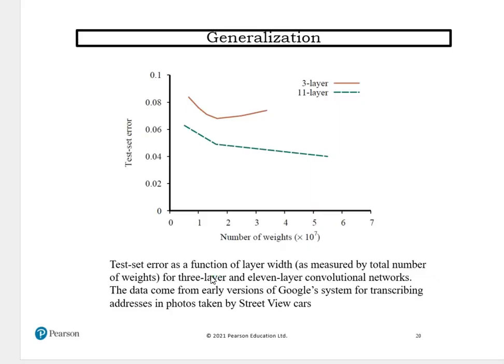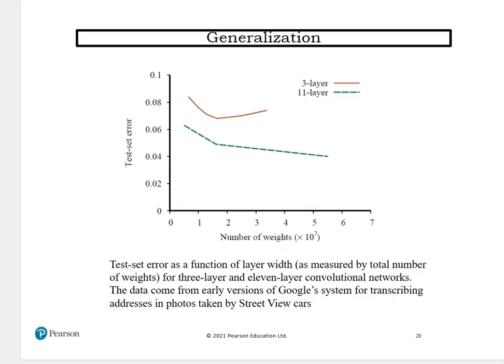So you can see from this result that for any fixed number of parameters, so if you fix, for example, you say I'm using a maximum of 20 million weights, if you split your 20 million weights over 11 layers, you get much lower test error than if you split the same number of weights over three layers. So this graph shows that for any fixed number of parameters, an 11 layer network is much better than a 3-layer network.